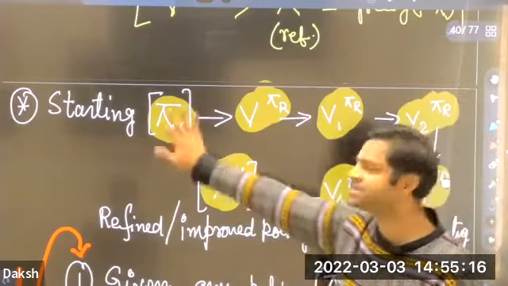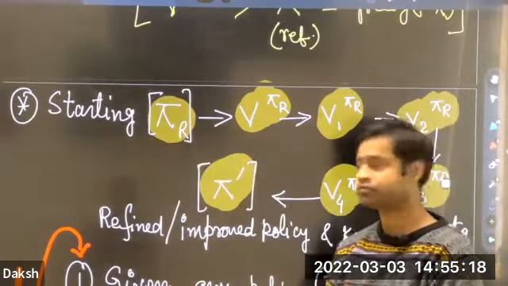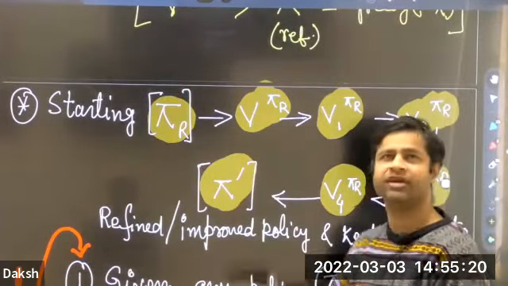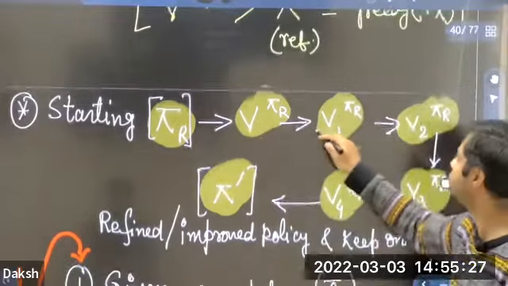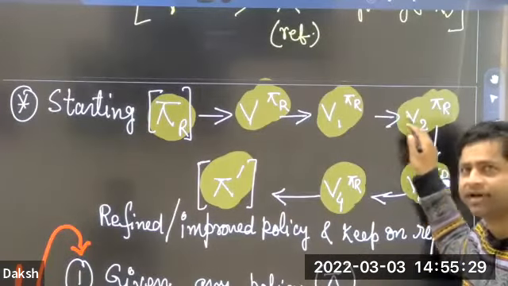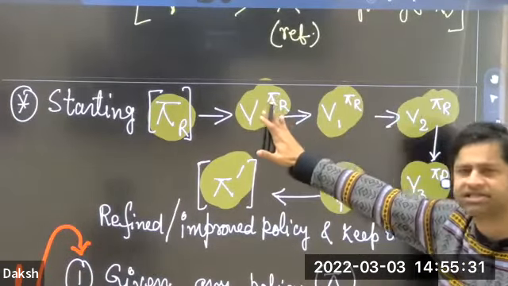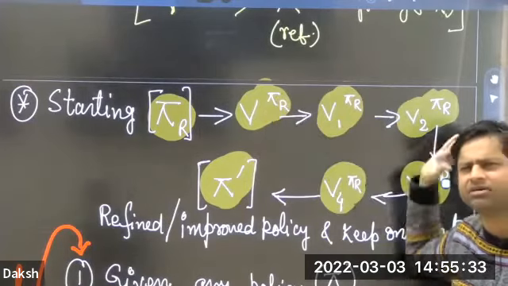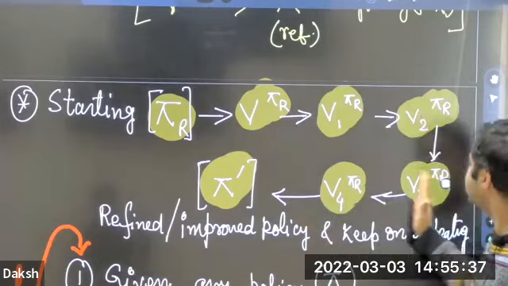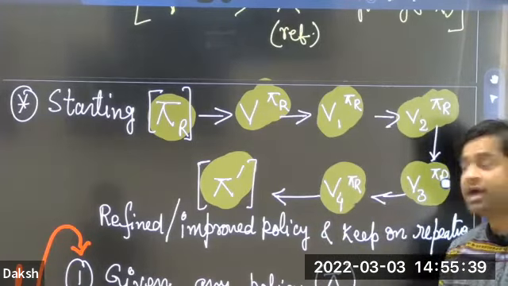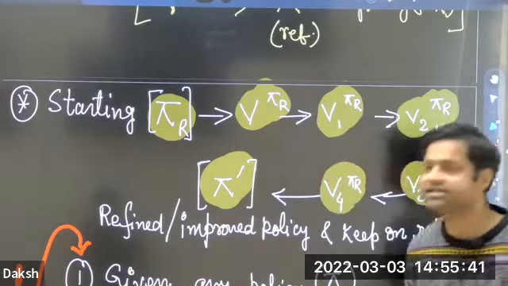So we start with some random pi. We get our random value. Then we iterate: v1, then v2, and you say that I'm not changing the policy, pi, I'm not disturbing the policy. v1, v2, v3, v4, and from this v4, I change the policy.